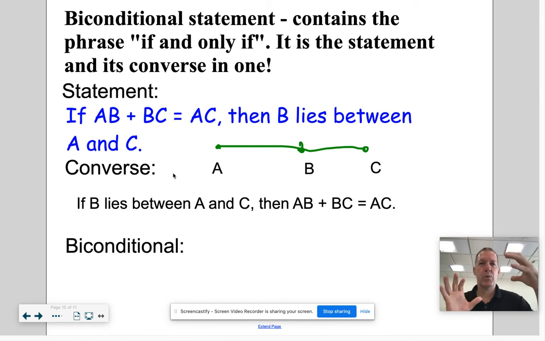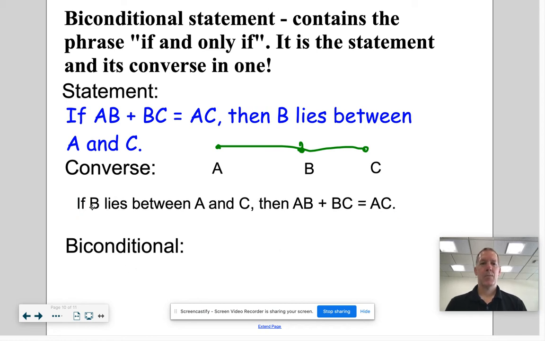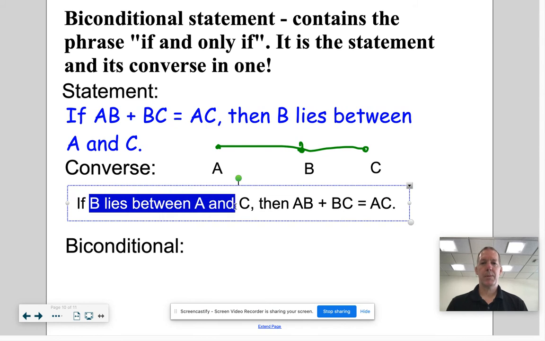We're going to take both statements and put them together into one statement, so we don't have to write both statements all the time. We can just write one statement and we'll know that the original and the converse are both true. So a biconditional, we're going to take this if part out, take that part out, and take the then part out, and we're just going to use, let me copy and paste this down.